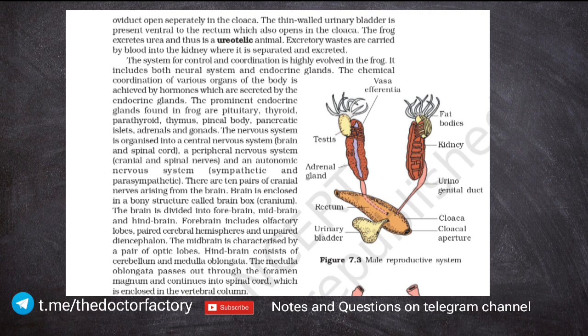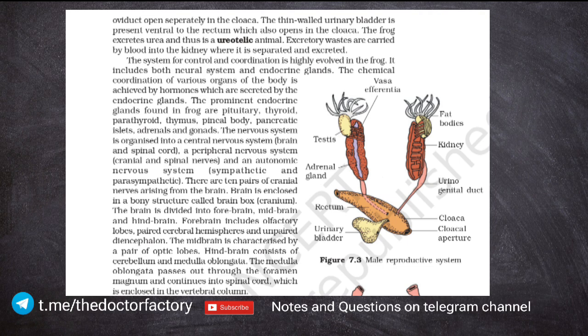The frog excretes urea and thus is a ureotelic animal. Excretory waste is carried by blood into the kidney where it is separated and excreted. The system for control and coordination is highly evolved in the frog. It includes both the neural system and endocrine glands.